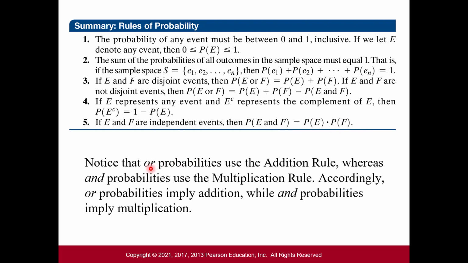So notice that OR probabilities use the addition rule. So back up here, this was OR, and we were adding, OR, and we were adding. And then AND probabilities use a multiplication rule. So AND right here when we multiplied. So accordingly, OR probabilities imply addition, and AND probabilities imply multiplication. So just a quick reminder, AND is when they overlap. Something and something else occurs simultaneously. OR just means one or the other.